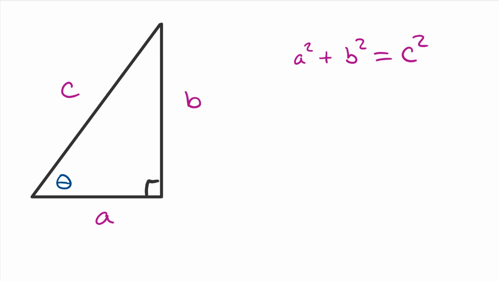Well, let's play a game with it. Let's divide by c squared, on all terms, that's how we divide. So you get a squared over c squared plus b squared over c squared is equal to c squared over c squared. That's just 1.